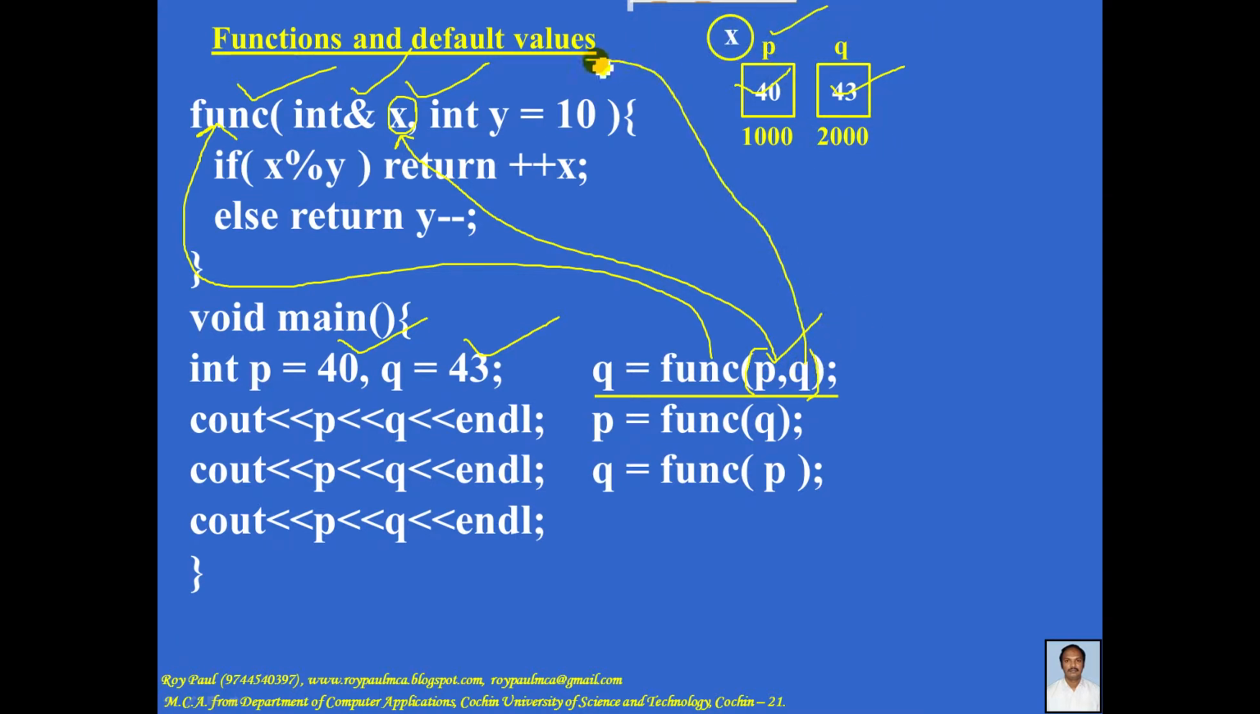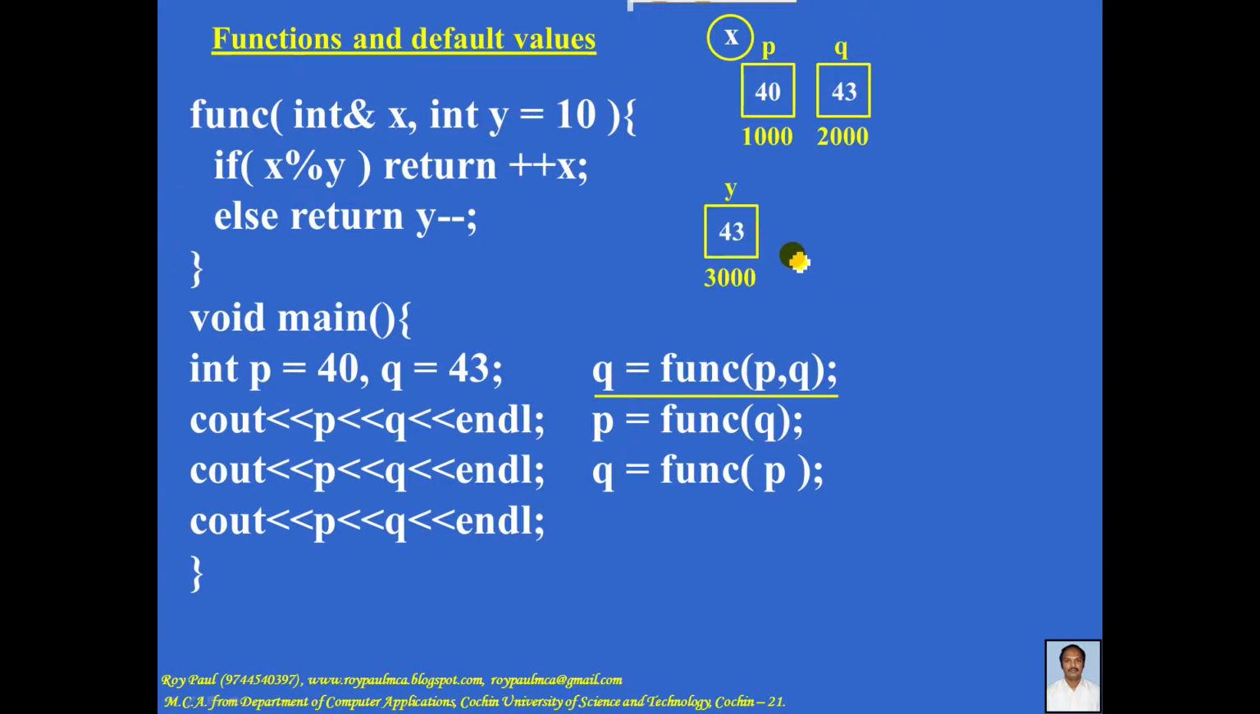The second argument is passed to second parameter. Here ampersand sign is not there, which means y is an ordinary variable. New memory should be allocated for y. And what does y contain? The second argument is given, so q comes in variable y. What is q? q is 43. So your y contains 43. Suppose if the second argument was not given, then the default value 10 comes in variable y. Anyway, it is given. So here in this example, q comes in variable y.